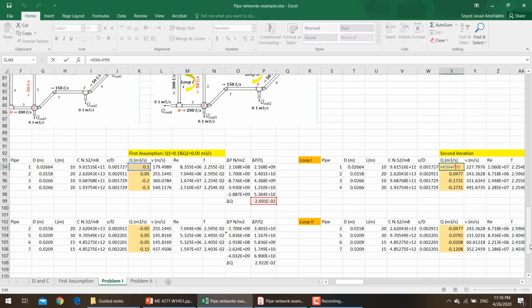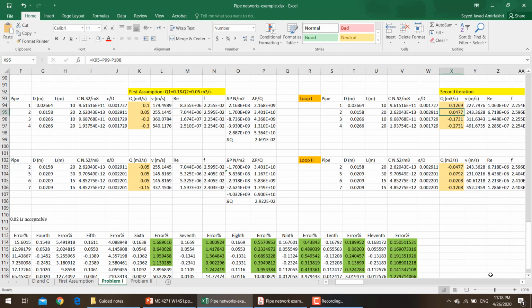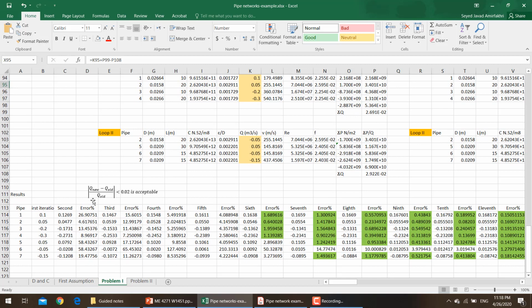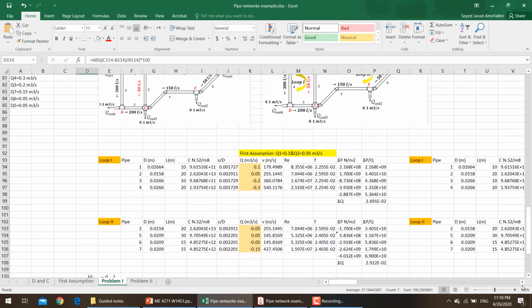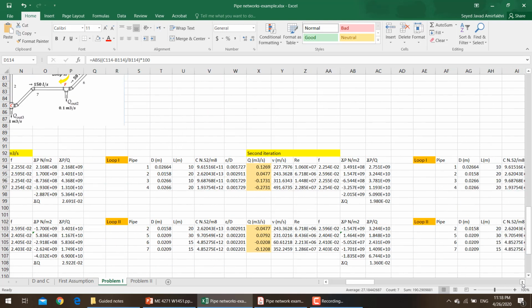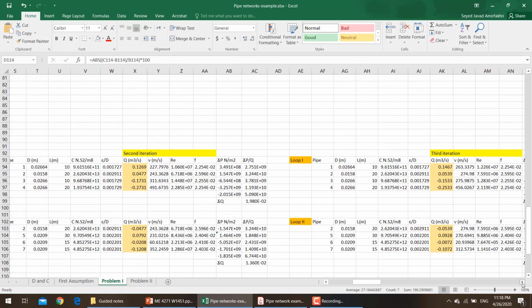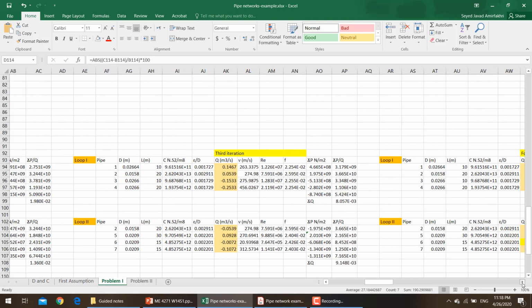So now let's calculate the error percentage for the second iteration. So here you can see the error percentage. As you can see, for the second iteration, all error percentages are more than 2%. So what we need to do, we need to repeat the process. So I just repeated it for several iterations. So as you can see, everything is the same.